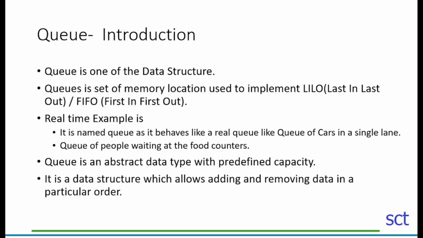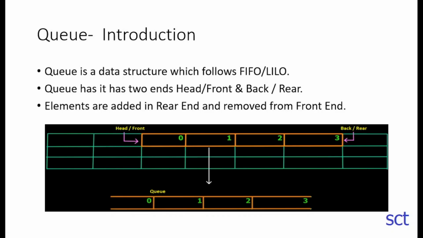Queue is an abstract data type with predefined capacity. It is a data structure which allows adding or removing data in a particular order, which we have discussed as FIFO, that is first in first out, or LILO, last in last out. If you look at the queue, it's a data structure which follows FIFO or LILO.